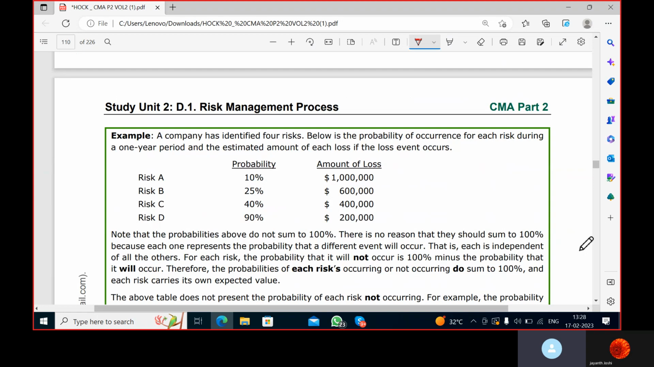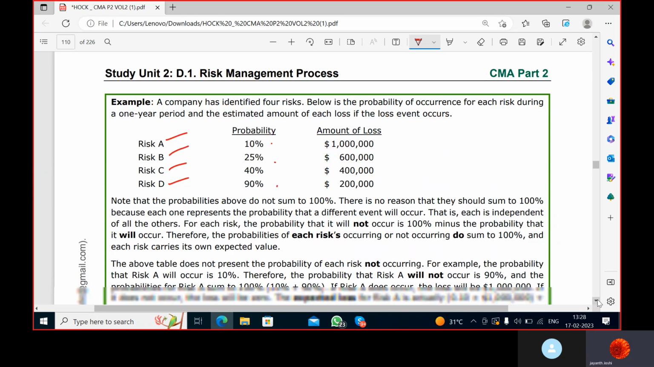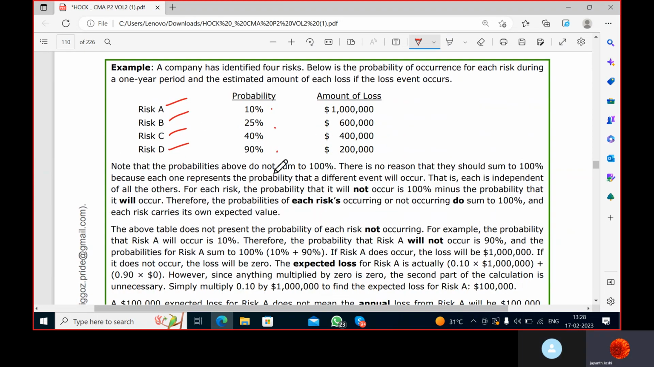Company has identified 4 risks. Below is the probability of occurrence for each risk. Those are A, B, C, and D, and the probabilities of those risks are given. The amount of loss is also given. Note that the probabilities do not sum to 100%. It is not mandatory here.